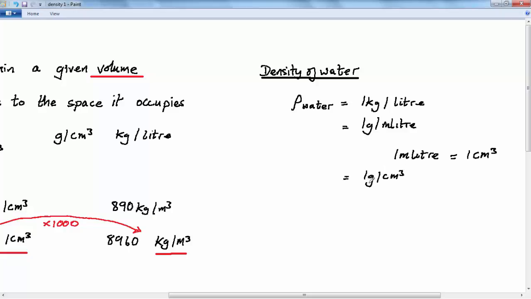In other words, 1 gram per milliliter is equal to 1 gram per cubic centimetre. Now you might say, what a strange coincidence that the density of water, such a common and important substance, should be exactly 1. It's not a coincidence. The reason for that is because the density of water was arbitrarily defined by scientists way back in the beginning of the 18th century, or something like that.